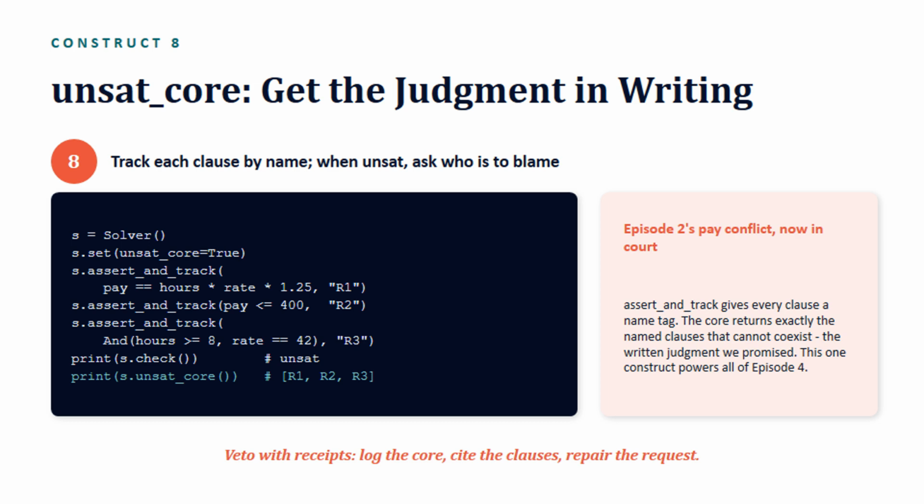But now ask s.unsat_core, and back comes the written judgment: R1, R2, R3. The minimal set of named clauses that cannot coexist. In an agent, those names are not labels for humans only, they are keys back into your knowledge base. Log the core, cite the exact clauses to the user, hand the language model precisely the rules it violated so it can repair the request. Veto with receipts. Episode 4 is essentially this one construct, deployed against real Australian award rules.